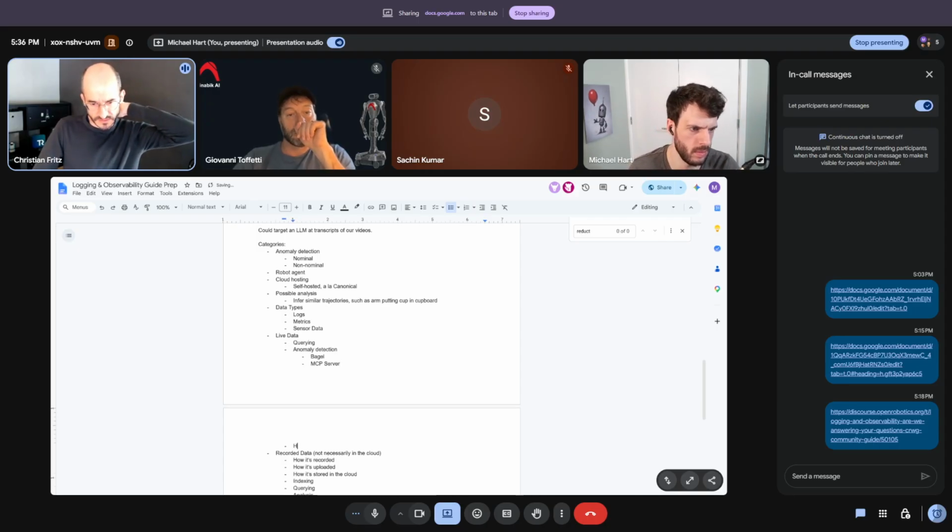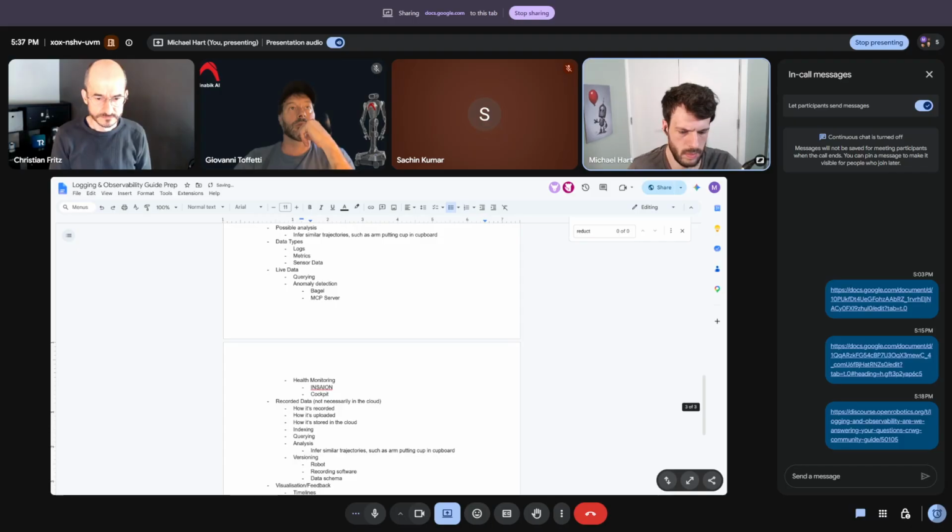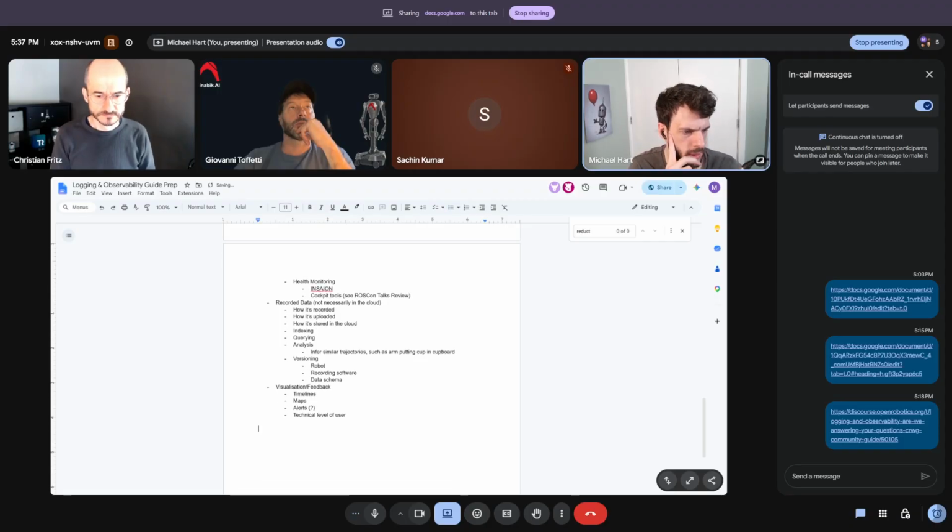I would imagine that there was something in Zion about that. Obviously, we have our own tool, but that's just one example. And then we can mention this cockpit tool as well. I think this is a good breakdown.